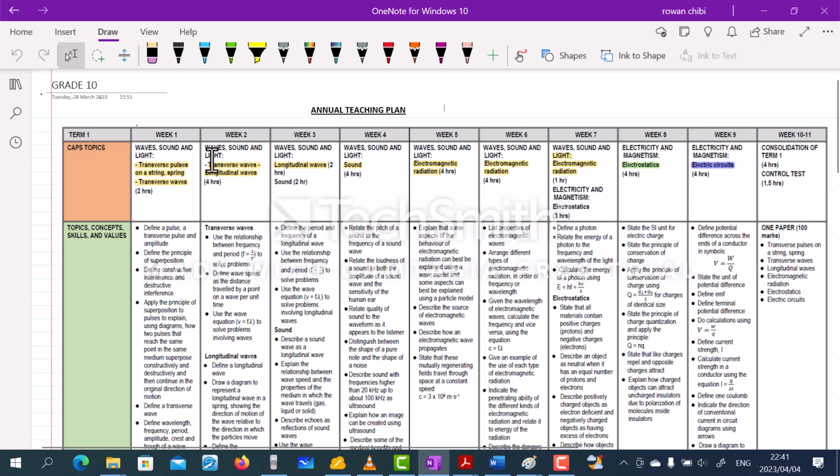The first topic, which is the waves, is divided into 4. You have transverse waves, pulse, longitudinal waves, sound waves, electromagnetic radiation. So we did part of this last time we met. Then we also did electrostatics, but we haven't done electric circuits.